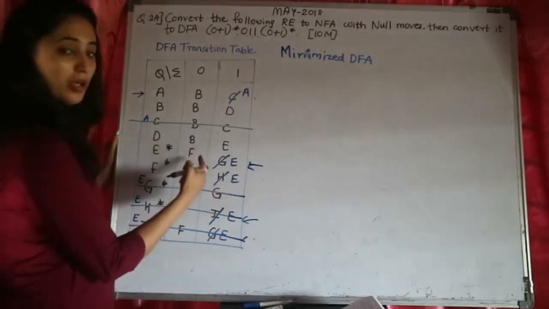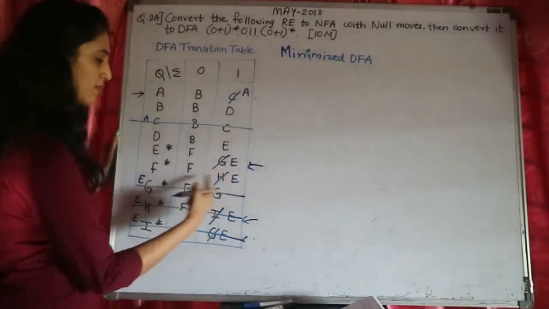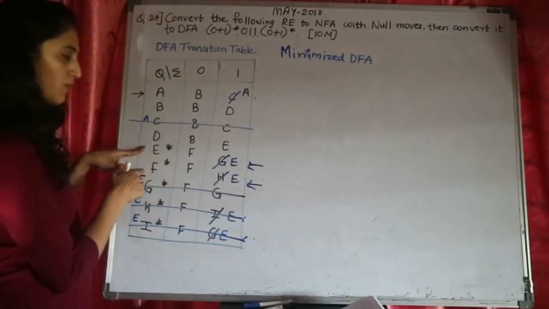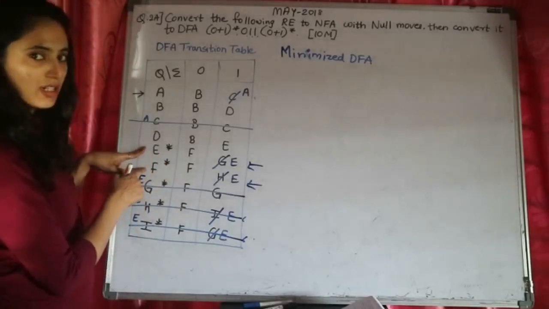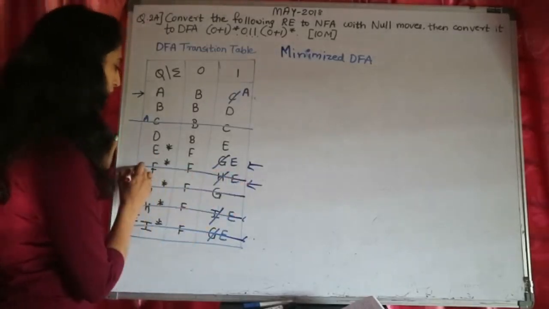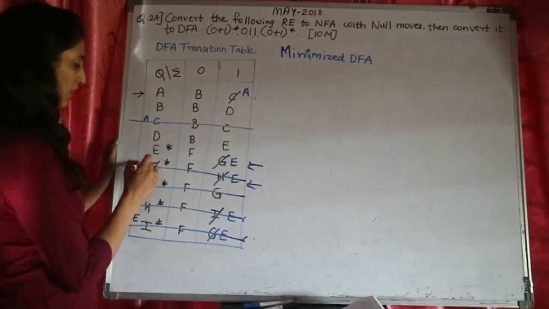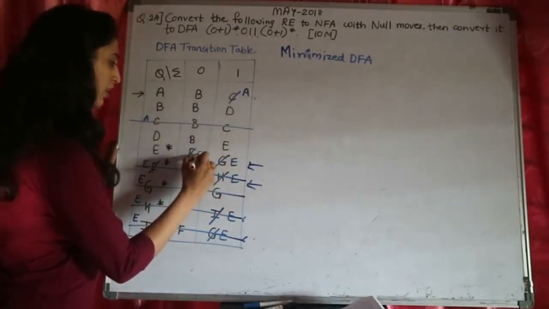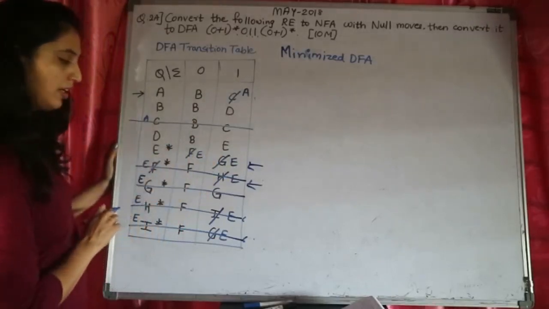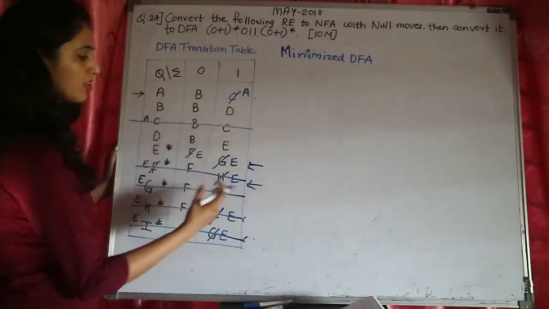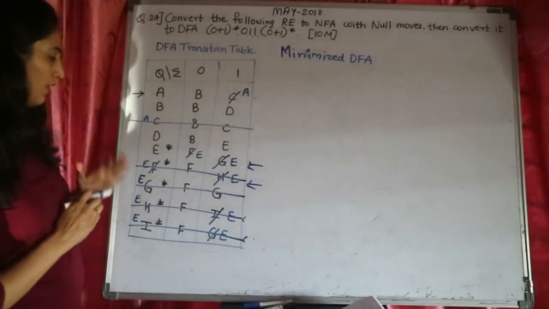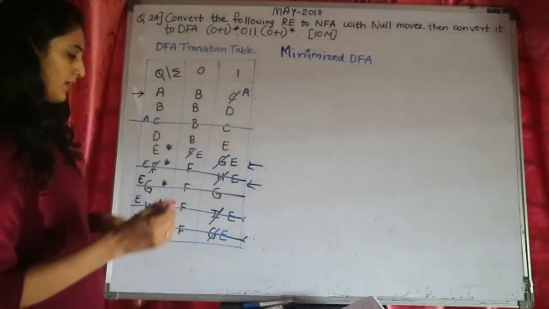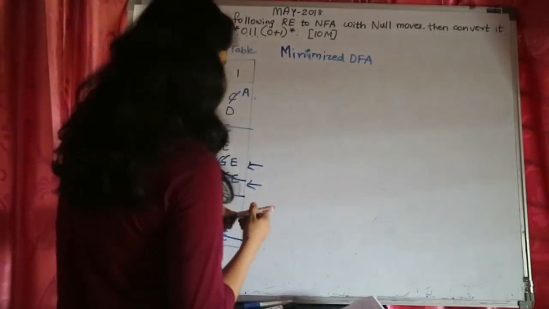Now I have one more combination found, that is this FE is matching with this FE. In this case, again these two states both are final states, so I can cancel out one of them. I will cancel out F, and F I am replacing with E. Wherever I have F, I will replace it with E. Rest all are done. Now I don't find any similar combinations. So now on this table, we'll make the final minimized version of DFA. This will be the new table.